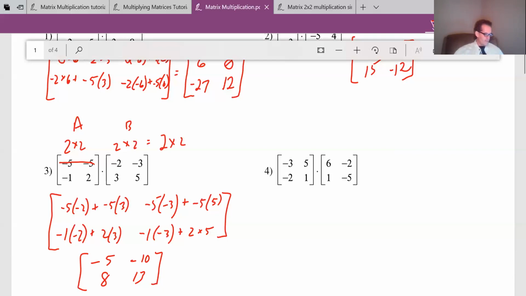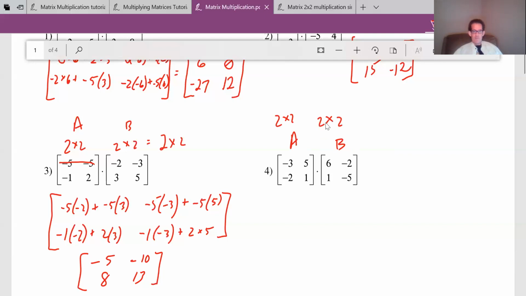So we have negative 5, negative 10, 8, and 13. Okay, let's take a look at number 4 really slowly. So first, this is matrix A, and it's 2 by 2. Always define these before you try to multiply them, because some of them will be undefinable. And then matrix B is 2 by 2.